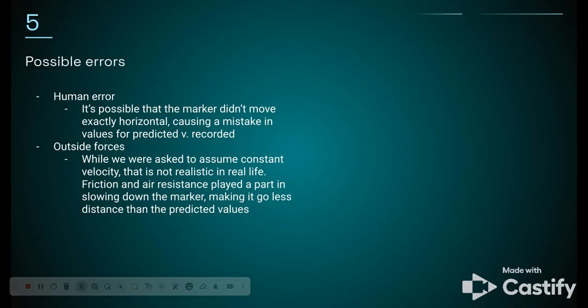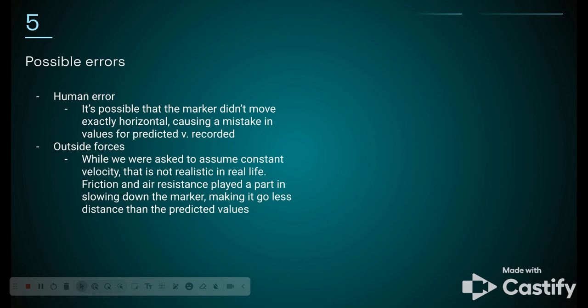Now, for the errors of why they're not exactly the same. We believe that there could have been some human error. It's possible that the marker didn't move exactly horizontal, causing a mistake in values for predicted versus recorded. It's possible that it wasn't exactly in the X direction and could have possibly been a little bit diagonal.